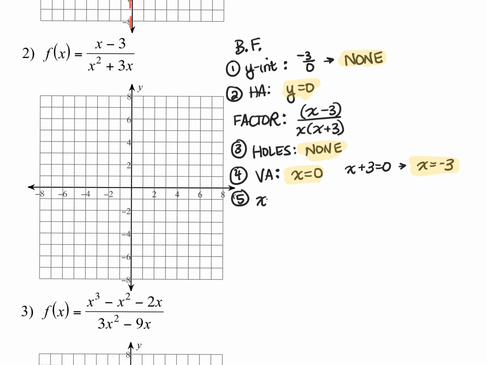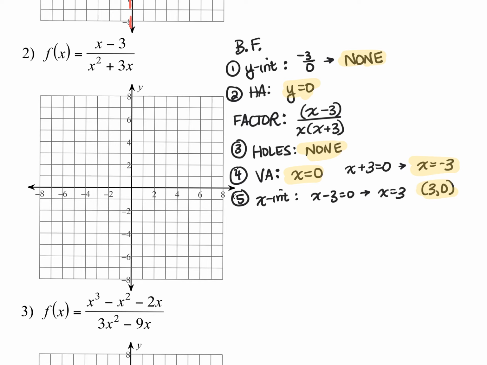Then I think about my x-intercepts. For my x-intercepts, I look at the numerator and see what makes the numerator 0. So I make x minus 3 equals 0, and that leads to x equals 3. Remember, though, we're talking about a point, so we write that as an ordered pair. So my coordinates for the x-intercept are 3, 0. And then we can start graphing.